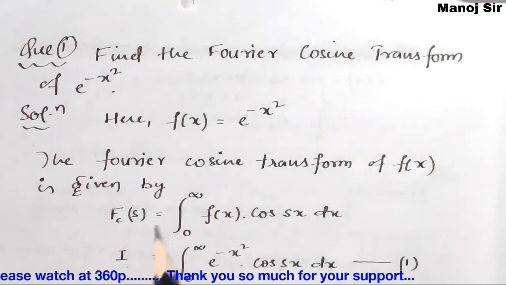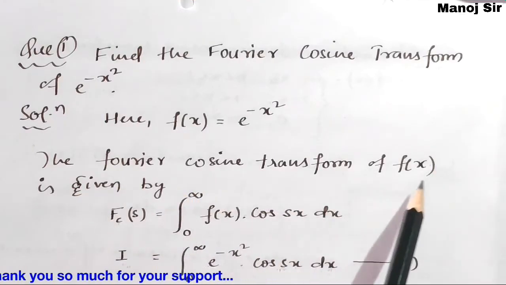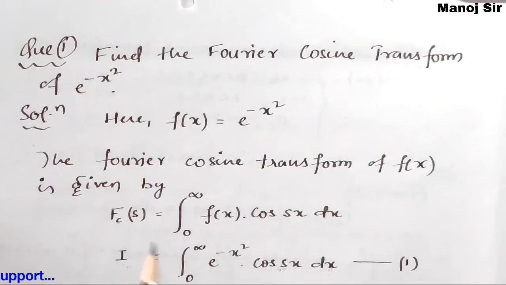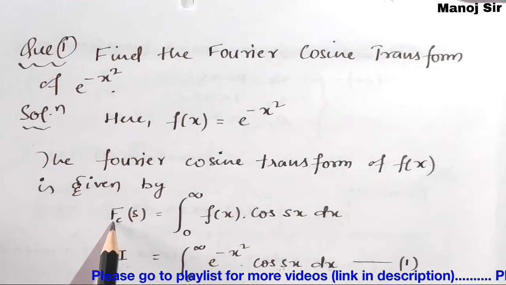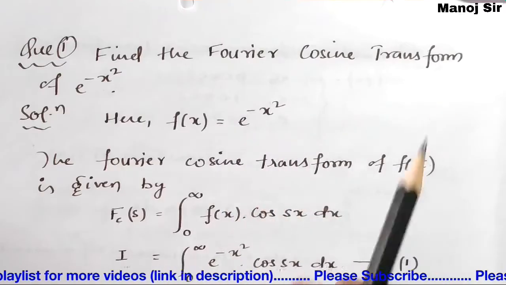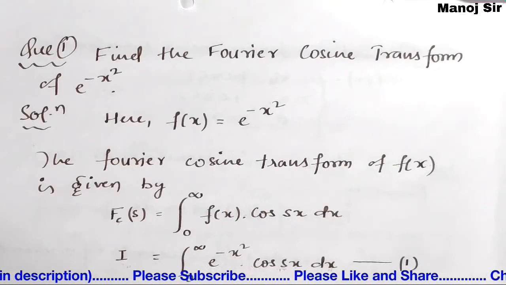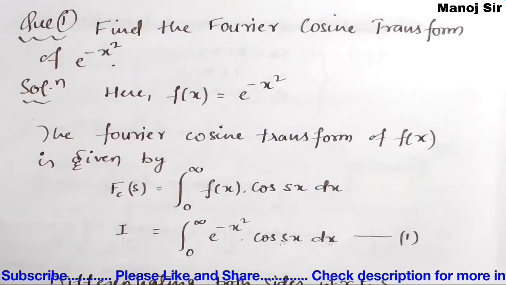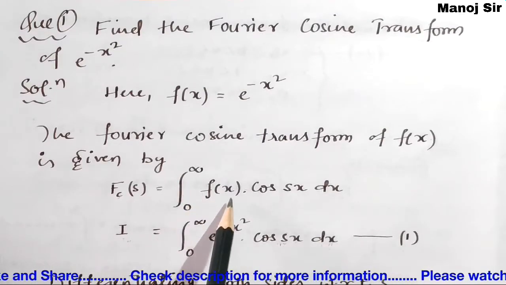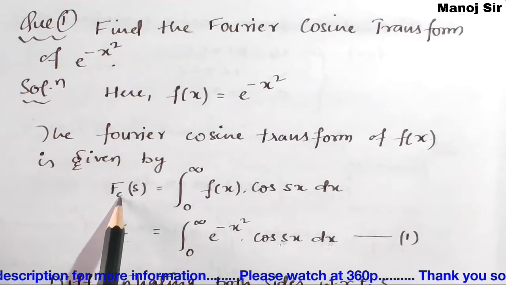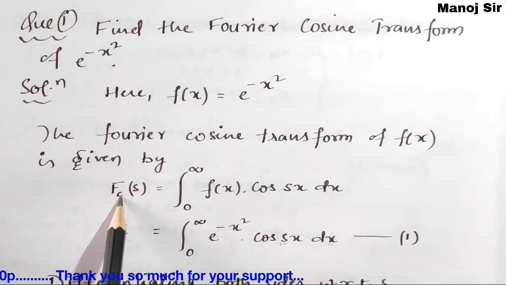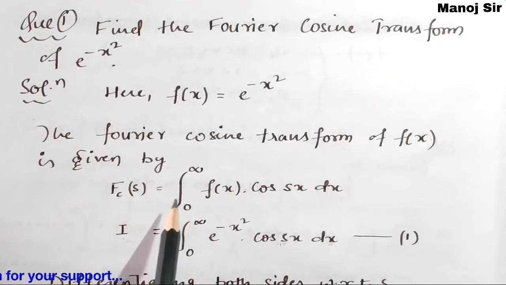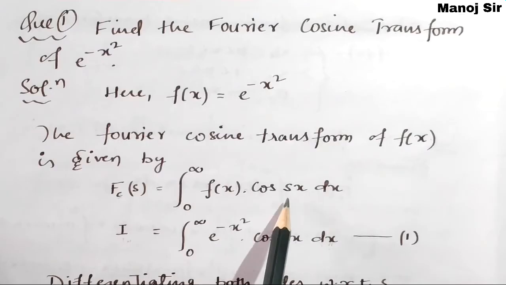We know that the Fourier cosine transform for any function f of x is given by Fc of s. Here the subscript used is c, so this is Fourier cosine transform. If the subscript were s, it would become Fourier sine transform. So this is going to be integration 0 to infinity f of x cos sx dx. If subscript is c, then it is Fourier cosine transform. If subscript is s, then it is Fourier sine transform. The formula is integration 0 to infinity f of x cos sx dx.